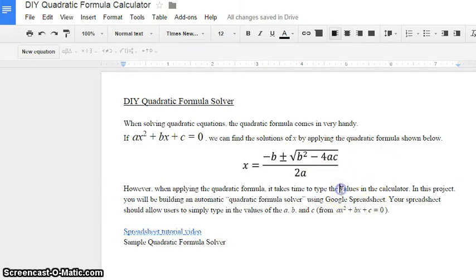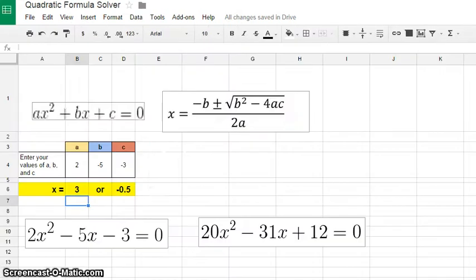Right, so I hope by now you guys are more familiar with how to use Google Spreadsheet, and in this project you will work with a partner and design your own quadratic formula solver. Okay, so I'm going to show you guys a sample that I made.